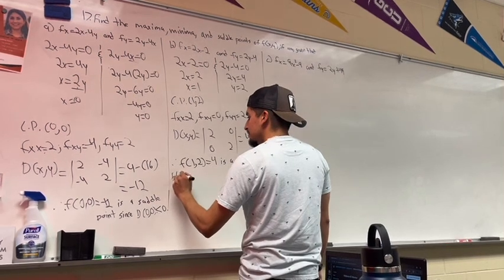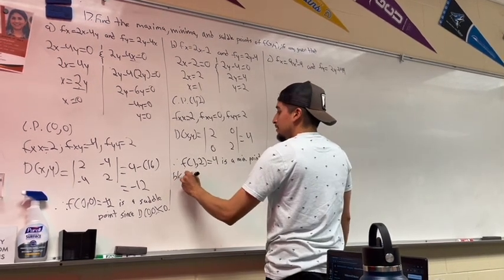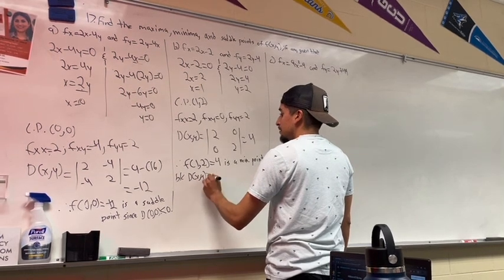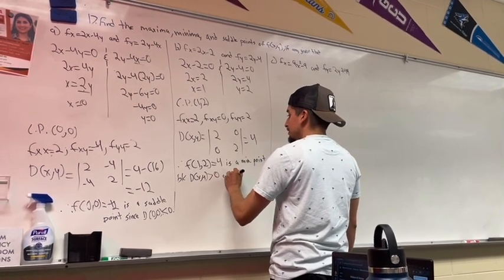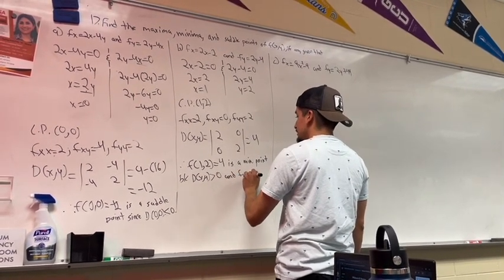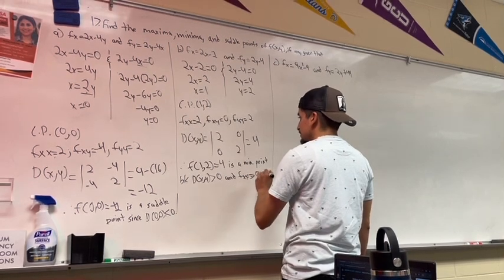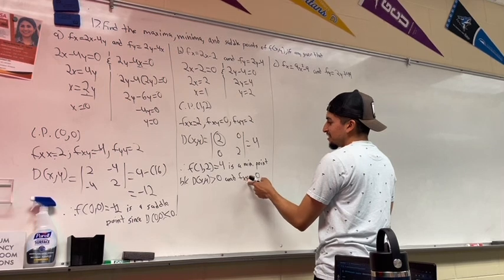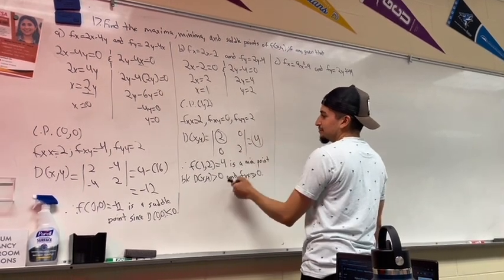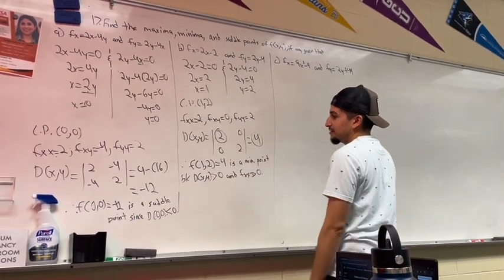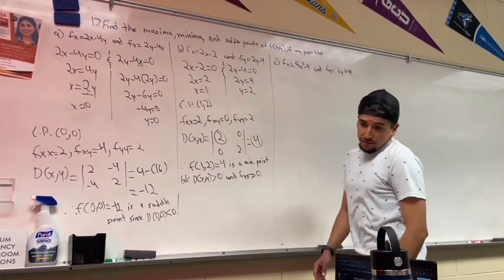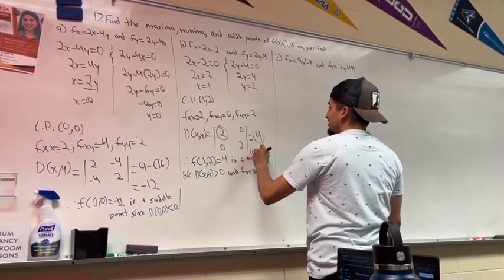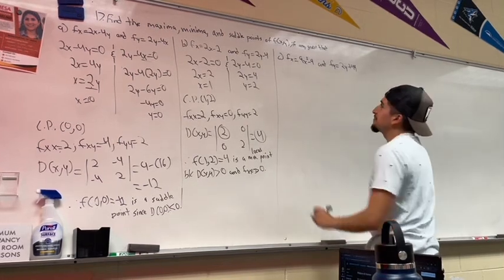because our D is greater than 0 and our f_xx is greater than 0. This is our f_xx, or partial of xx. This is our determinant. Okay. Or actually, it's a local minimum point, but you guys get me.